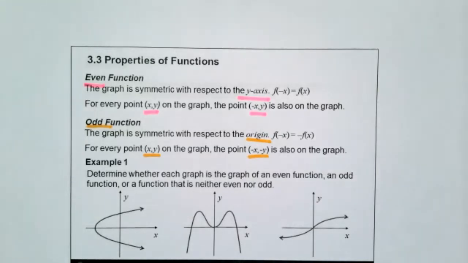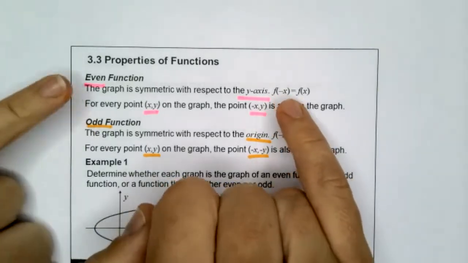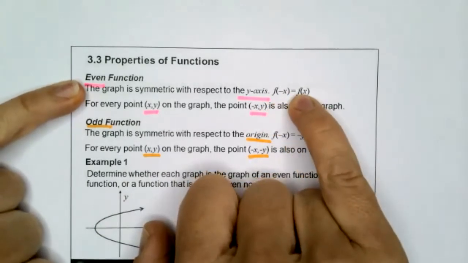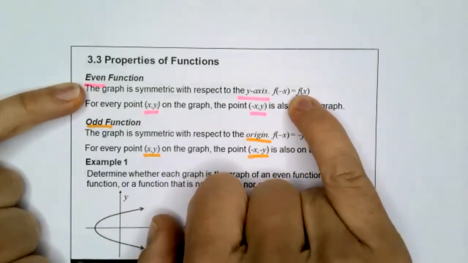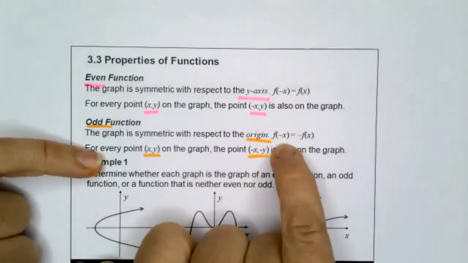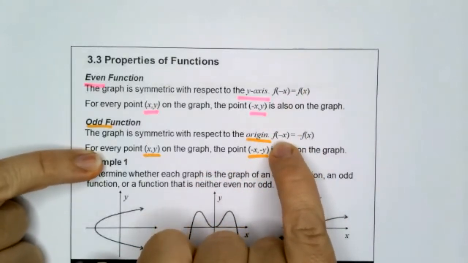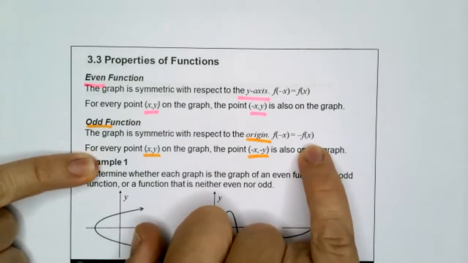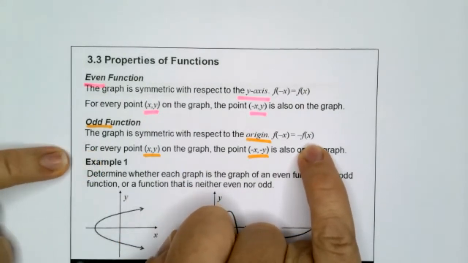Good. The way that you test for them is if it's an even function, you should be able to make all the x's negative and end up with the exact same equation as if the x's were positive. If it's an odd function, you should be able to make all of the x's negative, and that will turn into the entire function being negative. Don't worry, we will practice this.